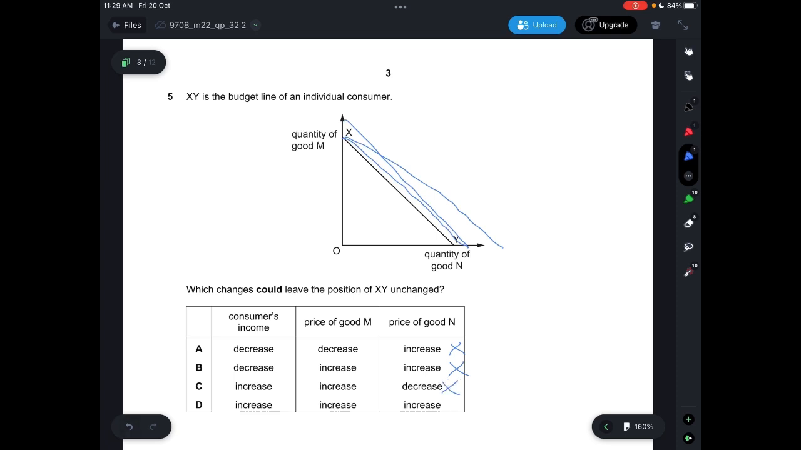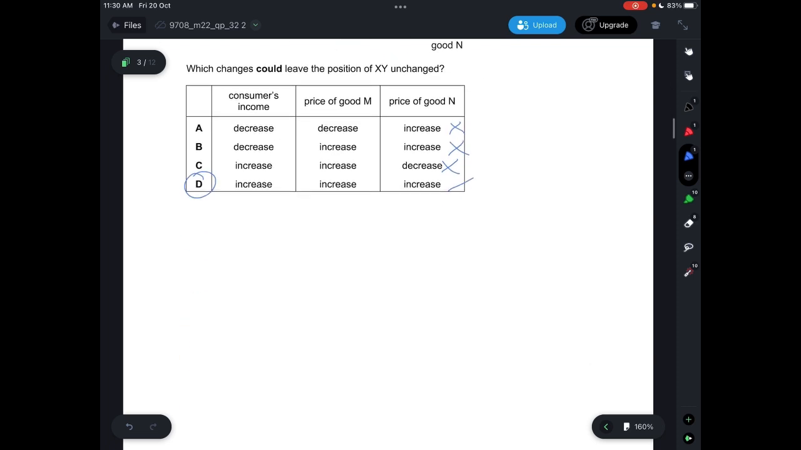Okay, final one, option D. The consumer's income increases, so it shifts outwards. Price of good M increases, so it shifts inwards like that. And price of good N increases, so it shifts back to the original position. So answer is D. Alright.